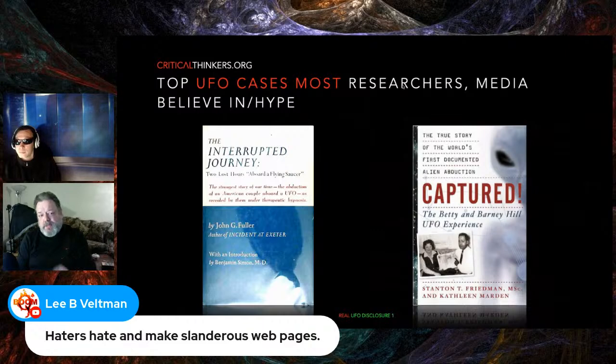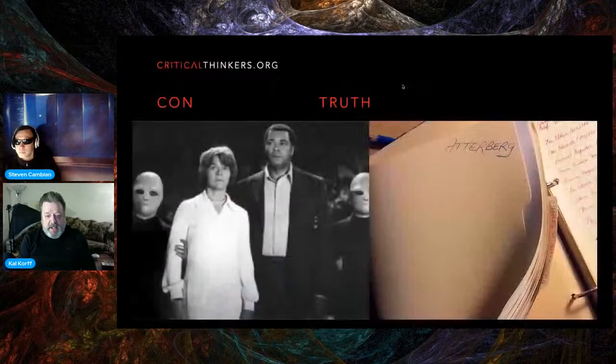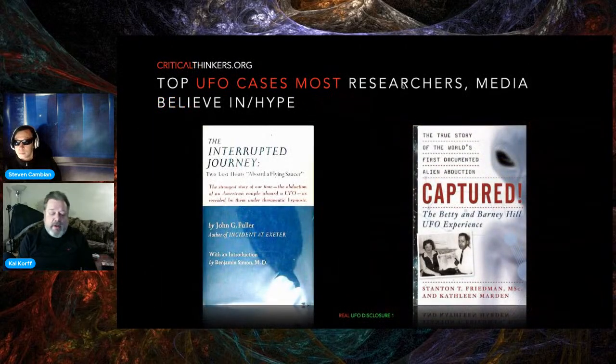And if you look here, people are being manipulated. Look here on the left. And by the way, this previous slide is the original Atterberg file, which is published in the new book, Case Closed. Now, if you look at the original book here, The Interrupted Journey by John Fuller, this, of course, was the original account of the incident. They glossed over the star map. But look at what the publishers are doing here. It says here on the left, the 2 lost hours aboard a flying saucer, in quotes. To anyone with an IQ over 10, that means it's a claim, it's not a fact. Okay. Then it says the strangest story of our lifetime, blah, blah, blah. But look at Friedman's book and the hyperbole, the true story of the world's first documented alien abduction.